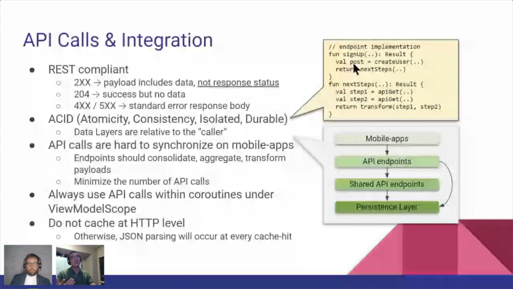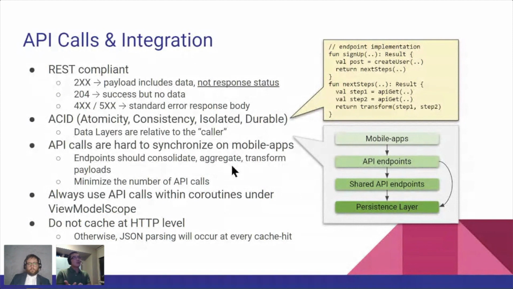Because then your sign up is not going to be ACID. Because if one of these API gets fails, it will probably report a 400, but you already created the user. So from a mobile perspective, it's no longer ACID. You probably will have to do something here in order to roll back this create user.